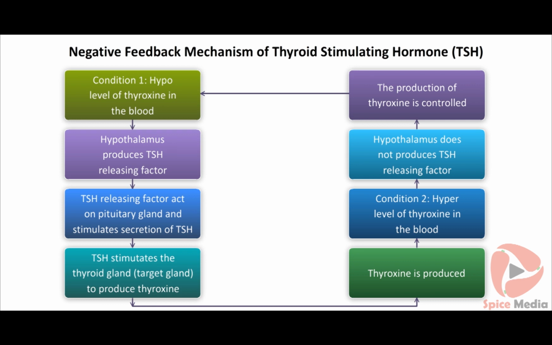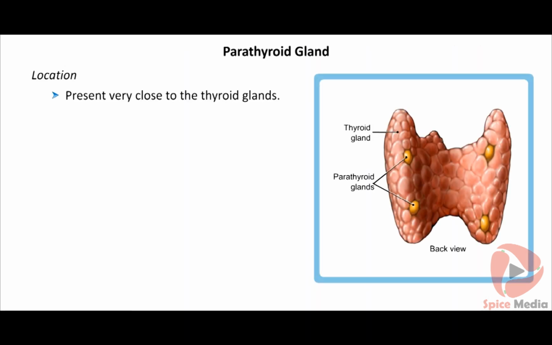There is a reverse condition, that is hyper level of thyroxine in blood. Under this condition, hypothalamus does not produce thyroid-stimulating hormone-releasing factor. Thus, the production of thyroxine is controlled. The parathyroid gland is present very close to the thyroid glands. The parathyroid glands secrete the hormone parathormone.